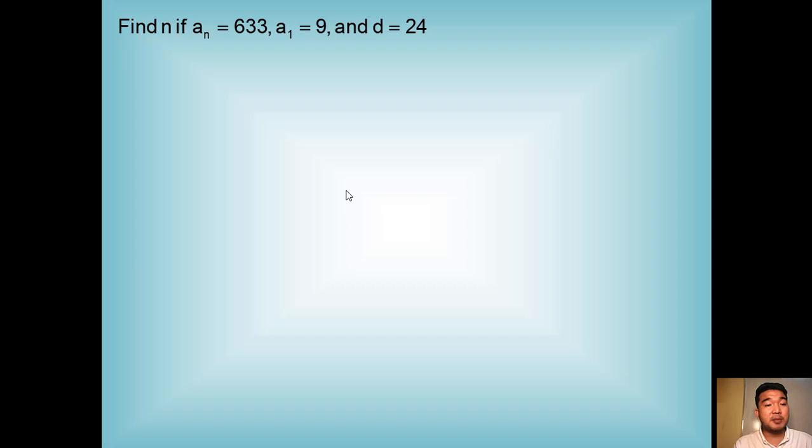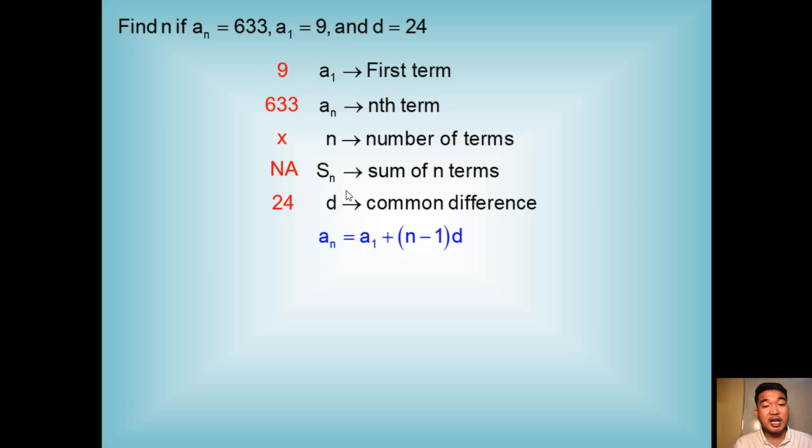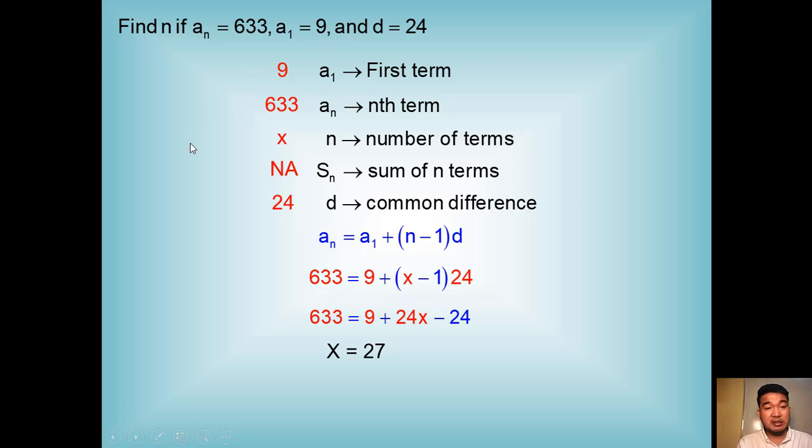What if we have this problem? Find n if a sub n is equal to 633, a sub 1 equals 9, and d equals 24. So again, we identify our known variables. First term is 9. A sub n is equal to 633, and then n is x since we are solving for x, and the common difference is 24. So this is the formula that we need. By substitution, you will have this, then solve for x. The value of x will be 27. So meaning 633 is the 27th term of the arithmetic sequence.